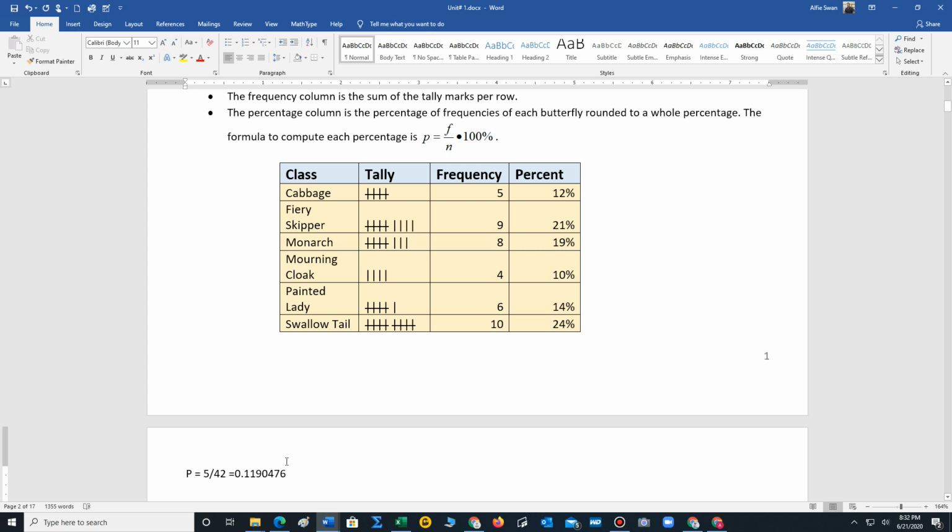So what we want to do is convert this to a percent. To convert this to a percent, and we're just going to convert it to a whole percent, we move the decimal 2 spaces to the right. So it's 11.90476, and then we write down the percent sign. But we will round this to a whole percent. So since 9 next to this 1 is above 5, we add 1 to 11, and we drop the decimal part, so it's 12%. And you can repeat that process for the other percents.